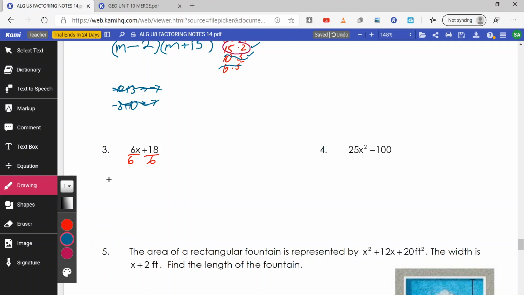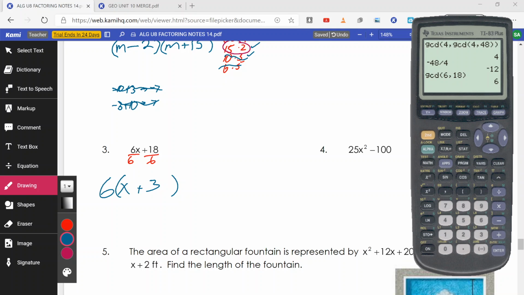So when I pull it off, 6 comes off to the side. Whatever I have left goes in parentheses. 6 divided by 6 is 1, so 1x. And then 18 divided by 6 will give me plus 3. And again, you can always use the calculator to divide it off.